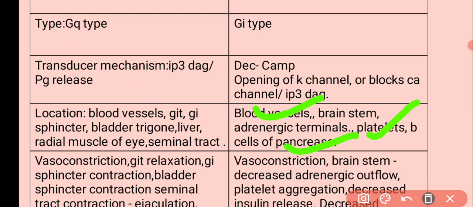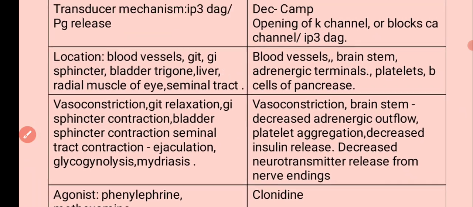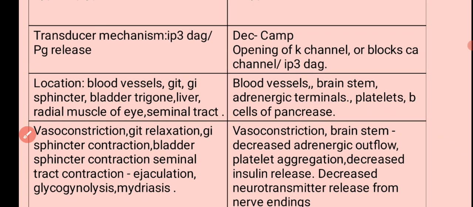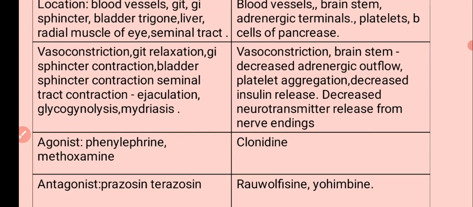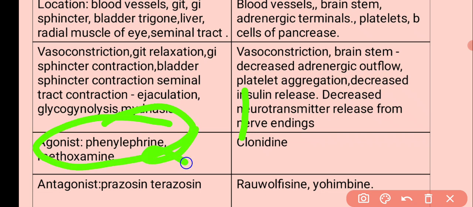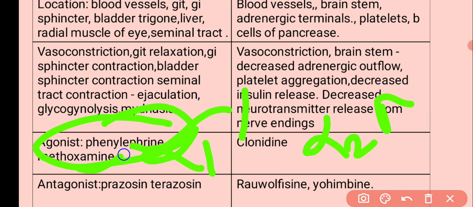Now coming to the agonists and antagonists. In the case of alpha 1, the selective agonists are phenylephrine and methoxamine. What do we mean by selective agonist? They selectively stimulate only alpha 1 receptors. They do not affect alpha 2, beta 1, beta 2 and beta 3. Those are phenylephrine and methoxamine.